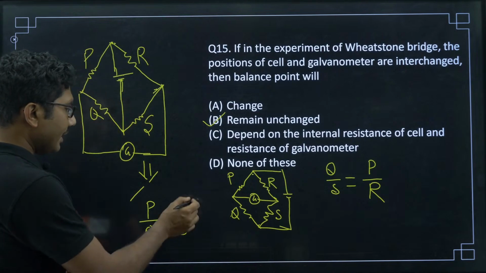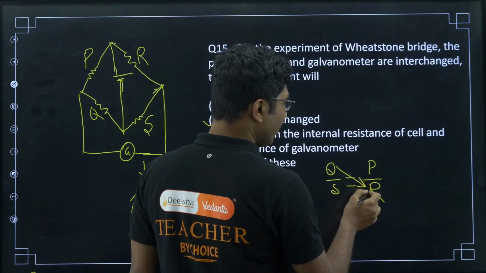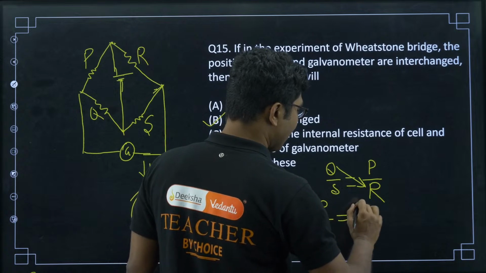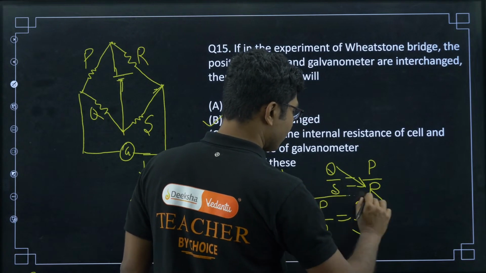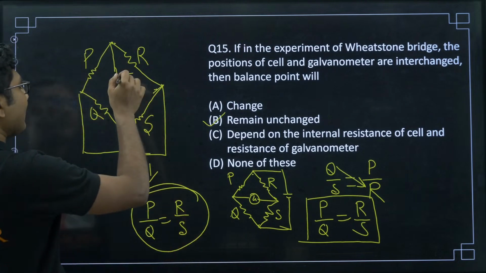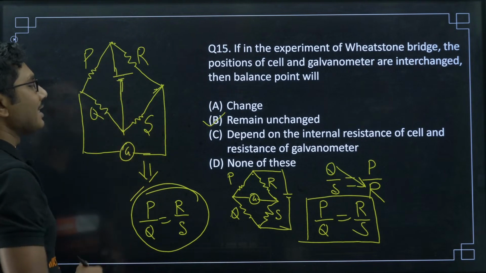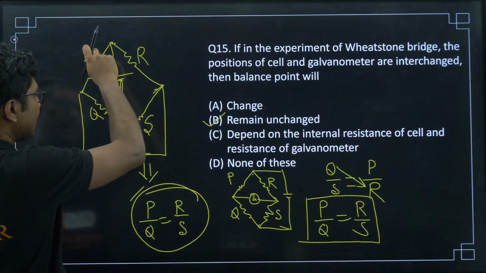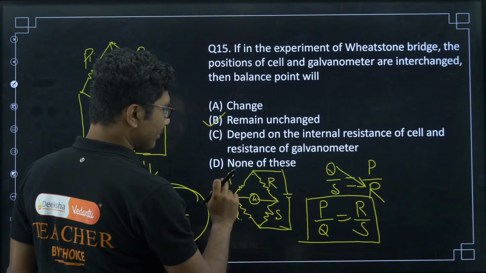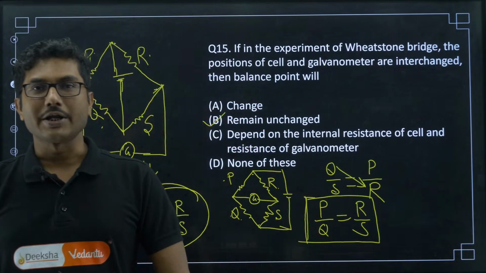Now can you rearrange them to the same condition? Just do the reverse calculation. Just exchange this Q and R, so you will say P by Q equals R by S. So in this case also the condition of balance remains the same. Always remember that if there is a galvanometer over here, the arms which are directly connected to the galvanometer, this by this equals this by this. Now in this case also, this by this equals this by this. So if you solve it, you will see the same condition is still valid.